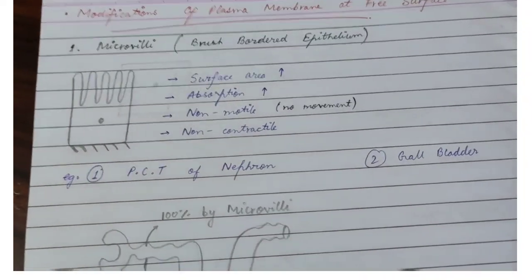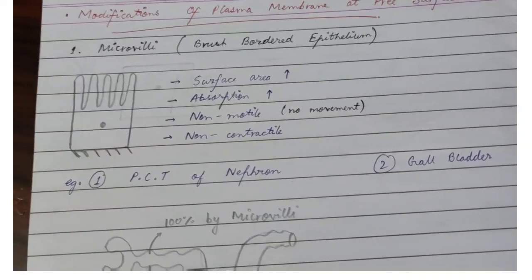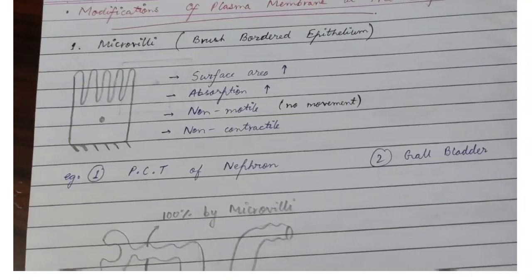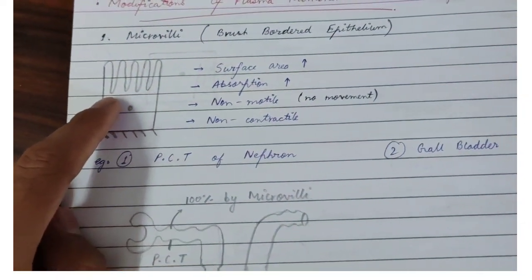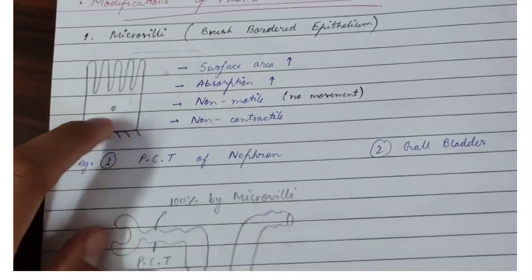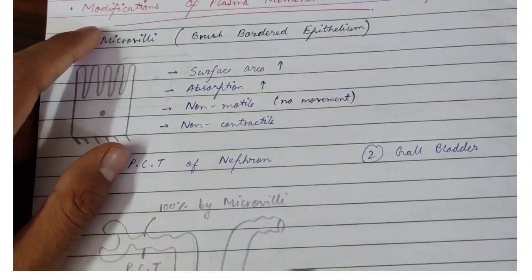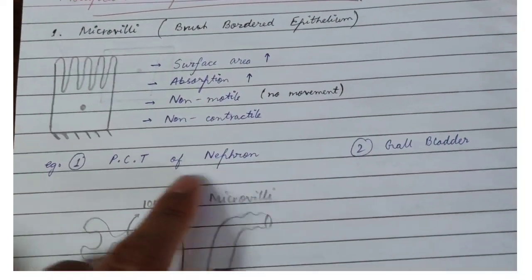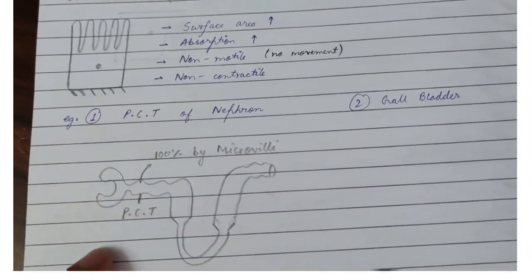Absorption is basically sending materials back to the blood. Whenever absorption is used in biology, it means sending materials into the blood. Microvilli are non-motile, which means they cannot move, and they are non-contractile, and neither can their length change. It cannot decrease or increase. Now for example, it is found in the PCT of the nephron, the proximal convoluted tubule of the nephron.